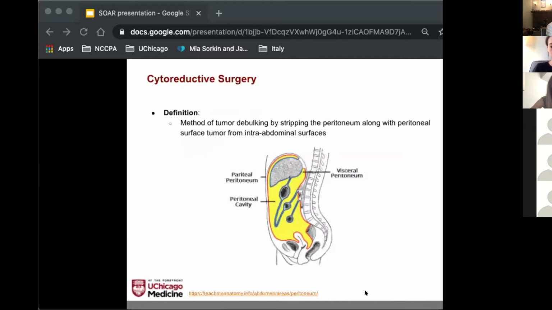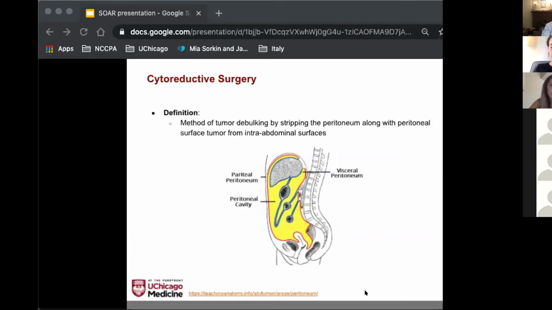Okay, so we'll talk a little bit more about cytoreductive surgery. This is really for patients that have disease that's metastasized to the peritoneal surfaces. And this is a method of tumor debulking by stripping away the peritoneum along with the peritoneal tumor that's coating it away from the intra-abdominal surfaces. And this is a very advanced surgical technique, and it's not been around that long.